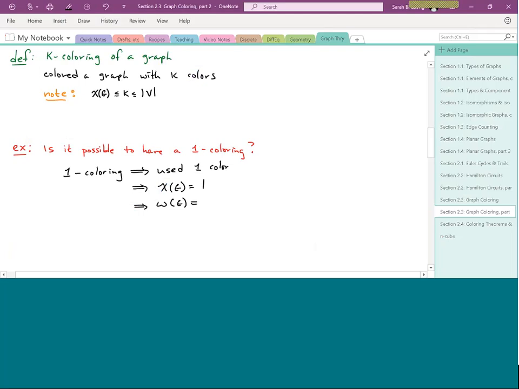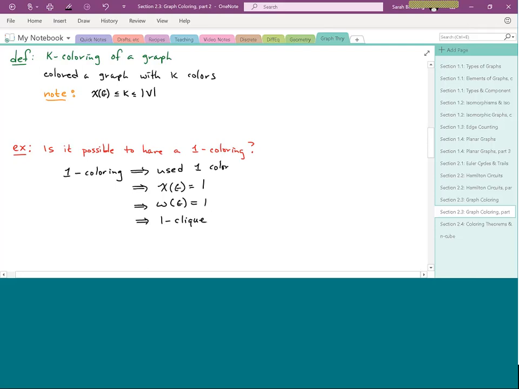Now, remember the inequality between your chromatic number and your maximum clique size. So if your chromatic number is 1, your maximum clique size would have to be what? It would also have to be 1, because your maximum clique size is always less than or equal to your chromatic number. So this is referring to the fact that your maximum clique is 1 and your chromatic number is 1. Now, what does it mean to have a maximum clique of 1? Well, a maximum clique of 1 means you have a 1-clique.